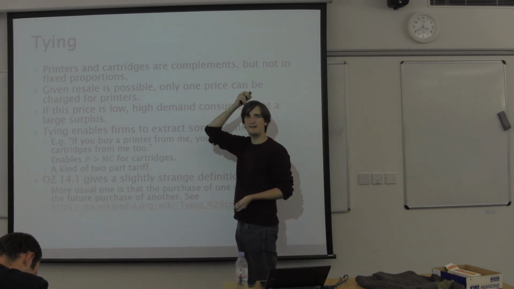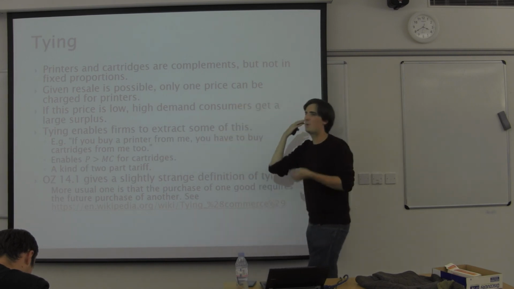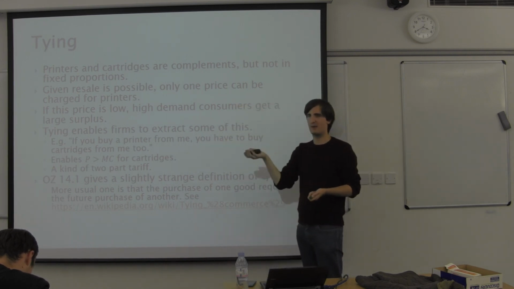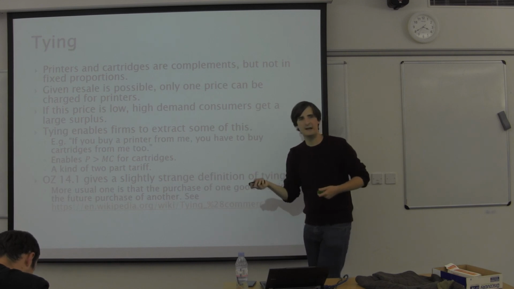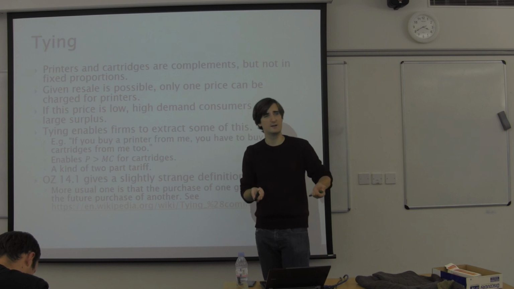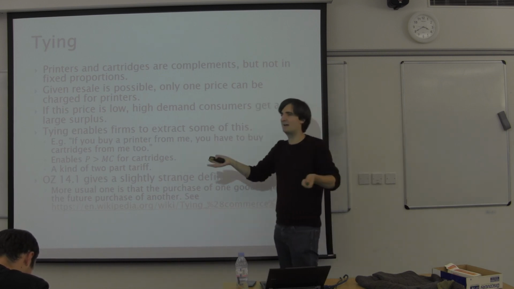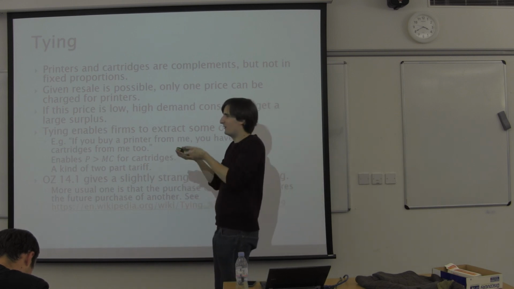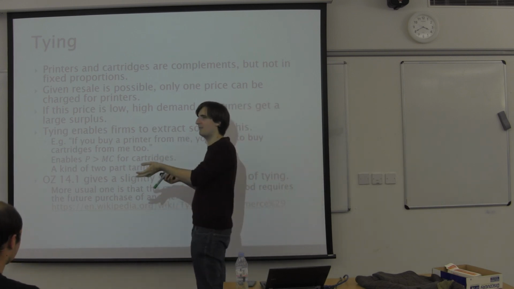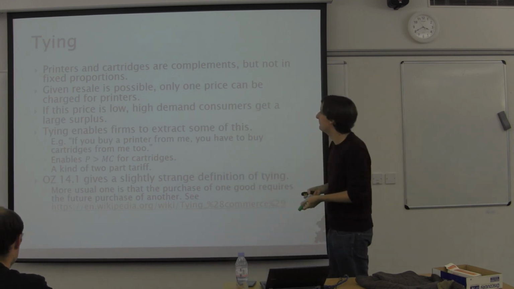The standard example of this is printers and printer cartridges. If you buy a printer from HP, you also have to buy your printer cartridges from HP. And it's often the case that the printer cartridges cost nearly as much as the printer, which is completely crazy, right? Printers are these big, complicated things. Why on earth should printer cartridges, which could easily be refilled, cost anywhere near as much as the printer?